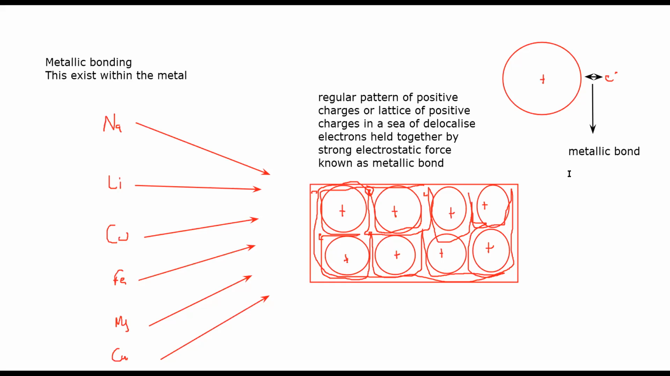So if in the exam a question is to draw the structure of sodium, aluminium, lithium or copper, you will always draw in this manner. And whenever you draw something, it should be labeled. So these are the positive ions and the delocalized electrons. Is it clear? The structure of the metals. Any doubt in this?